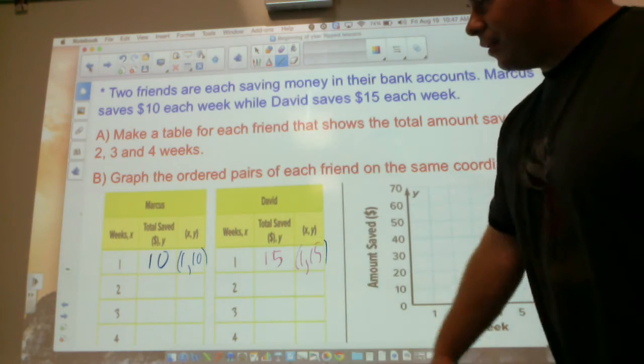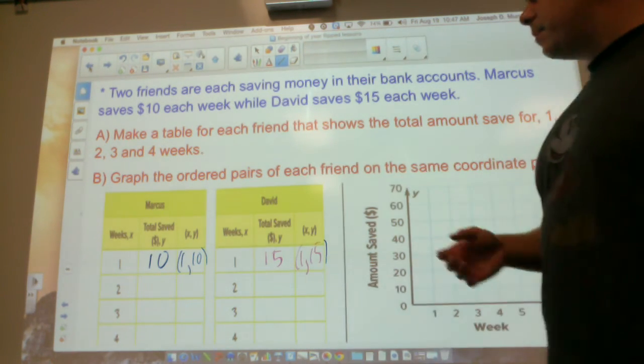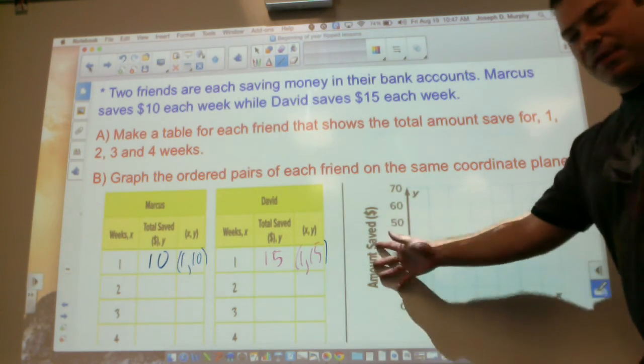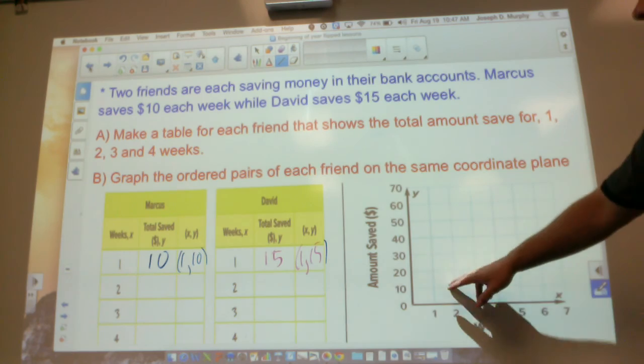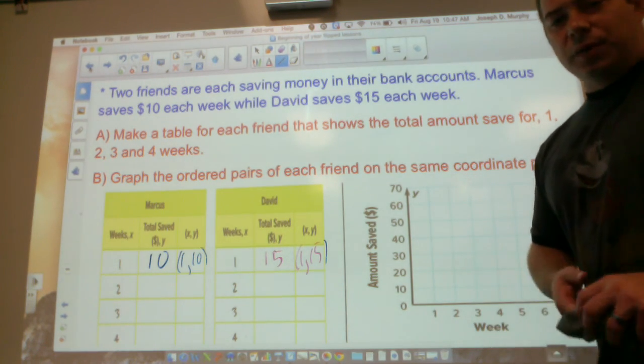All right, then fill in the rest of your chart, and then you're going to graph the ordered pairs of each friend on the same coordinate plane. You can copy this coordinate plane right out, and then fill it in. Okay, and then you can compare them on the graph. I know you can do it. We'll see you soon.